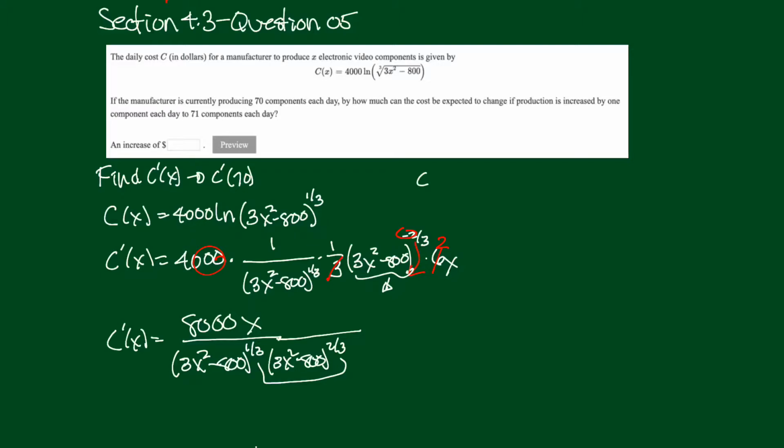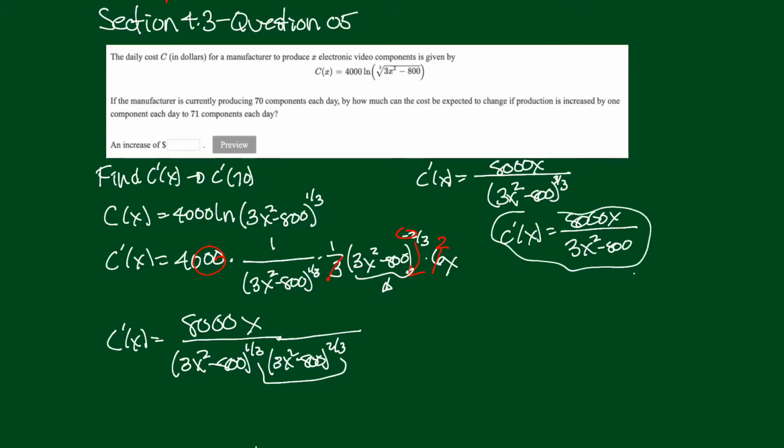So I'll write it up here now. C prime of x is going to be this fraction, 8,000x over quantity 3x squared minus 800 all to the 3/3, but that's just 1, right? So we get 3/3, just 1. So here's our derivative. C prime of x is 8,000x over 3x squared minus 800. There's our derivative. Now we need to compute this at 70.